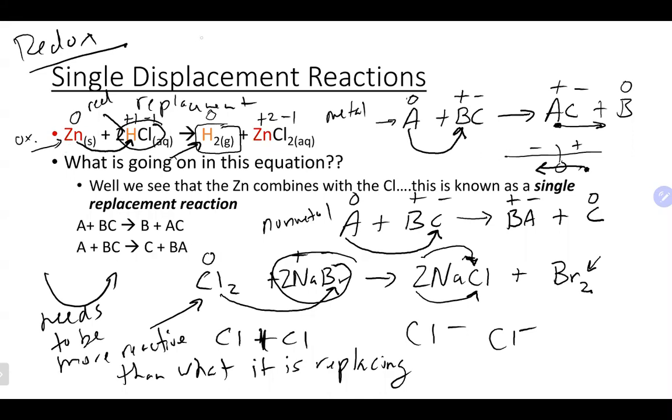If you did that exact same reaction with copper instead of zinc, when the copper would come in here, it is actually less reactive, and you actually would get no reaction that would take place. So it has to be more reactive than what it replaces in order for this reaction to take place. If it is not, then you actually would not see the reaction take place.